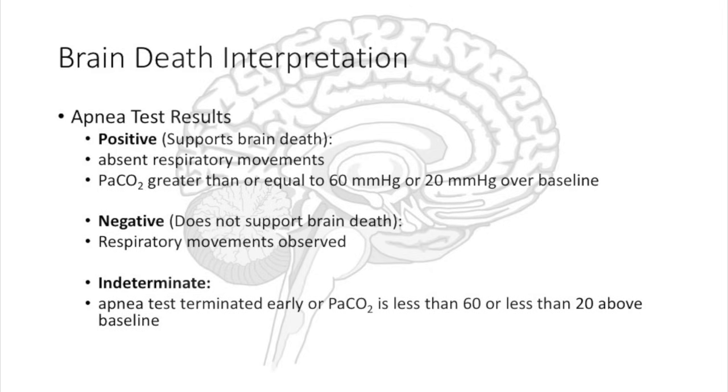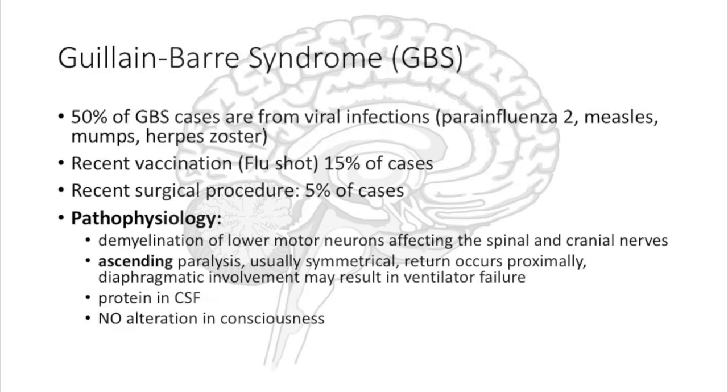We're almost to the end here. We're going to get to Guillain-Barre and a few other neurological syndromes. 50% of Guillain-Barre cases are from viral infections, most commonly parainfluenza 2, measles, mumps, and herpes zoster. People may not know it, but the flu shot can actually cause Guillain-Barre, and I actually know 2 people that have had it from the flu shot, and that's 15% of cases. That's quite a high number. Recent surgical procedures can also cause it, and this is less common than even the flu shot.